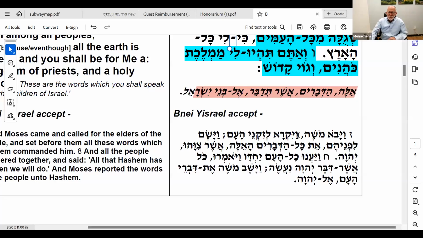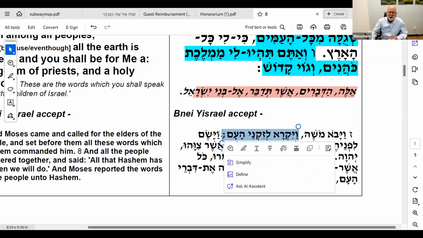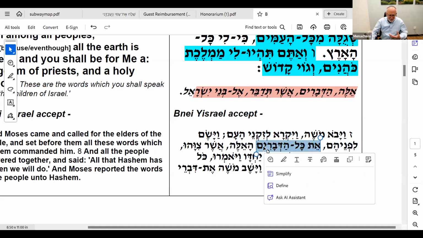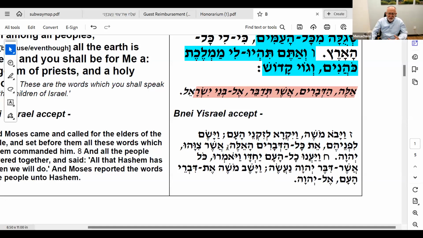Okay, now we're going to read what the people answer to this proposition. Where are we now? Okay, now this one. Moshe calls the elders who are going to represent the people. See, the words devarim here is referring to the terms of the covenant. He puts down this proposition to the people, exactly as God commanded him.